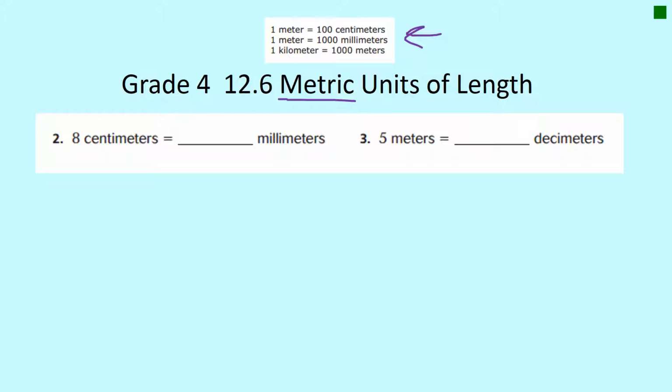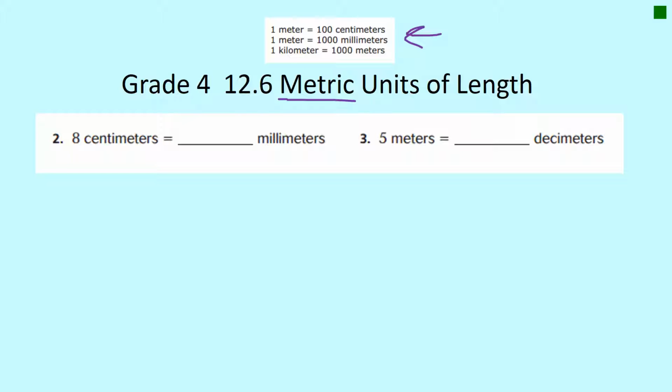Okay? So number 2 and number 3, the directions say complete, just like the other ones. So we have 8 centimeters equals blank millimeters. Okay, I'm going to look up at my chart. Centimeters to millimeters. It's not on there, is it, boys and girls? Okay, so what shall we do?